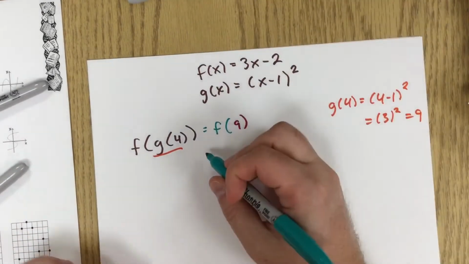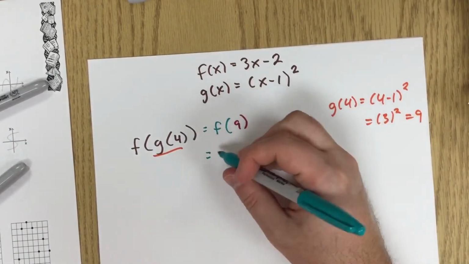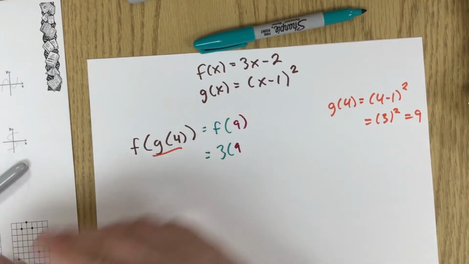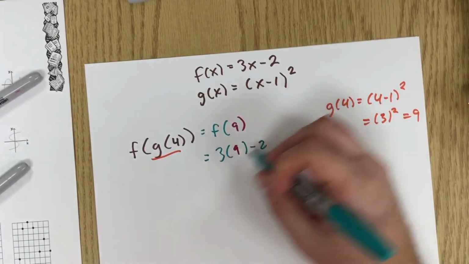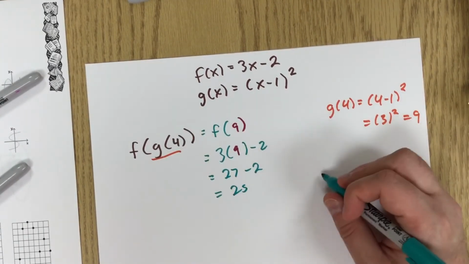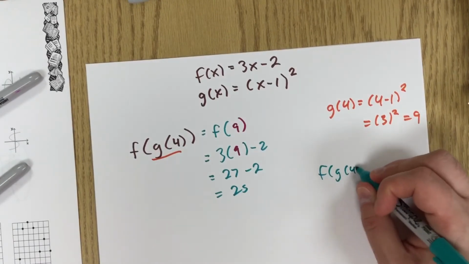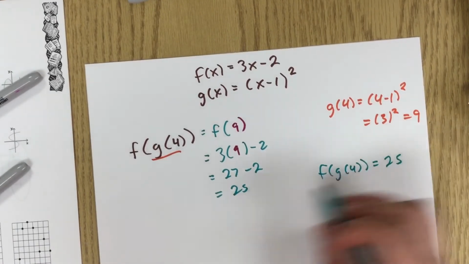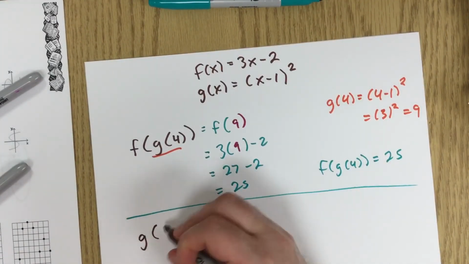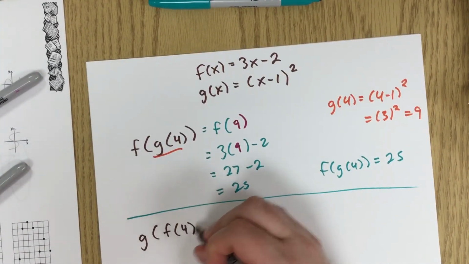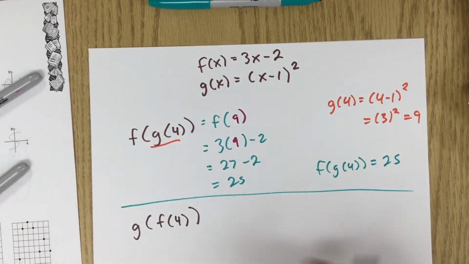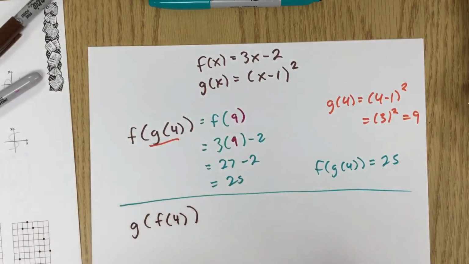And f of 9 is 3 times 9 minus 2, which is 27 minus 2, which is 25. So f of g of 4 is 25. And we could go backwards, or not backwards, but we could do it like this. We can find out what is g of f of 4, and it's not going to be the same. Because here we're going to have to figure out f of 4 first.